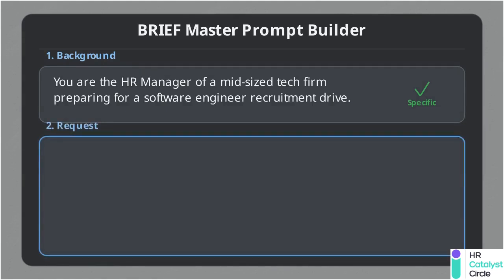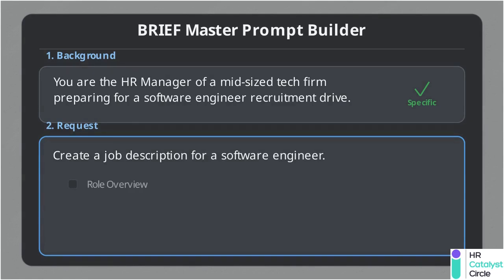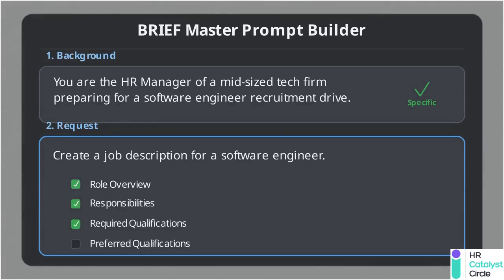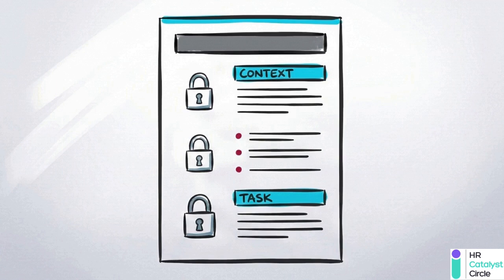Step 2 is request. Define the deliverable. Create a job description for a software engineer. Explicitly list the sections you need, like overview, responsibilities, and qualifications. Locking in the background and structural requirements sets the strategic boundaries for the document.